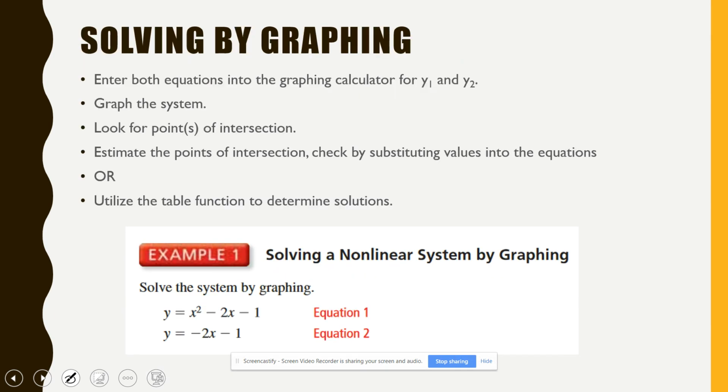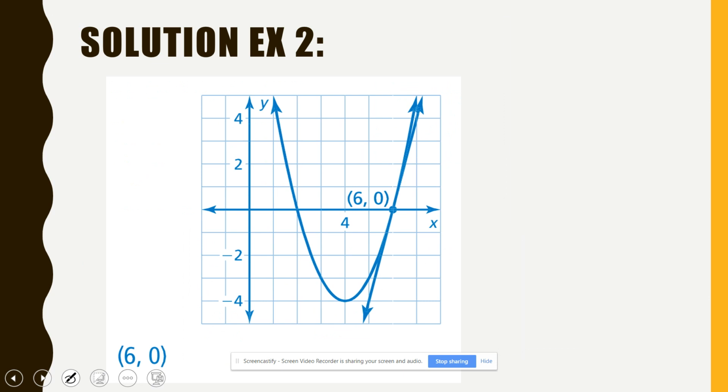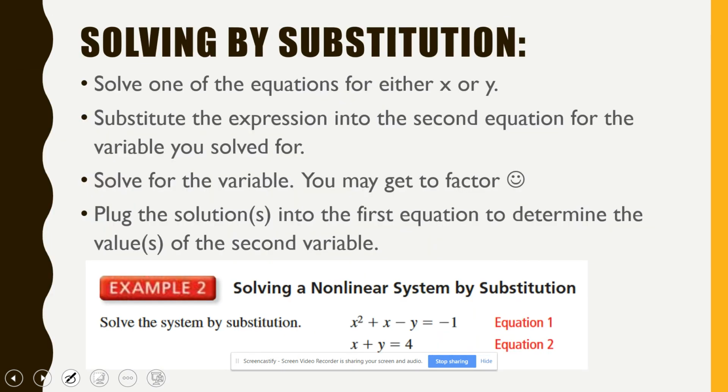We are going to skip the graphing part for today. That's what we're going to talk about in class on block day. We're going to go ahead and head all the way over to solving by substitution.